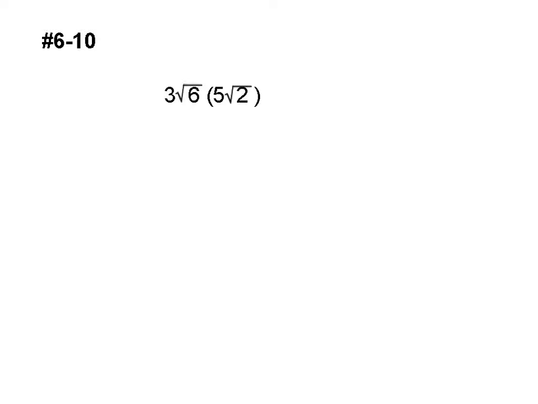Okay, here are some that are like 6 to 10. This is a multiplying one. Remember, when you're multiplying, we multiply together the whole numbers. In fact, this is exactly like number 9, okay? So we do get 15, and then we multiply together the square roots.